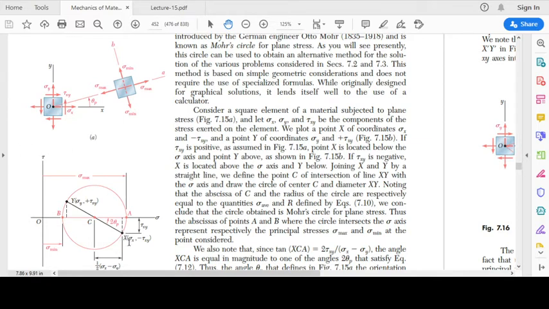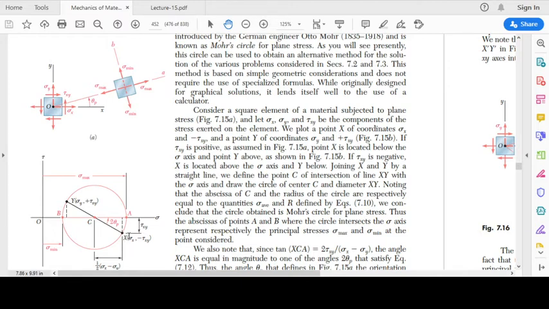Point x has the coordinates sigma x and minus tau xy. So these values are given to us, sigma x and minus tau xy. We are assuming that this tau xy is positive, so we actually plot minus tau xy. And the second point that we plot is point y. The coordinates of point y are sigma y and plus tau xy. So we just need to plot these 2 points, and then we can draw the circle.